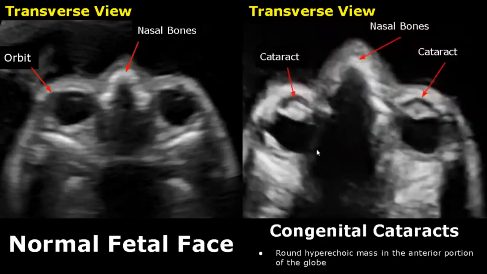Congenital cataracts can be diagnosed on ultrasound. We will see a round hyperechoic mass in the anterior portion of the globe. In the normal image, you can see the normal lens as a small dot in the anterior part of the globe, but the cataracts are large hyperechoic masses.